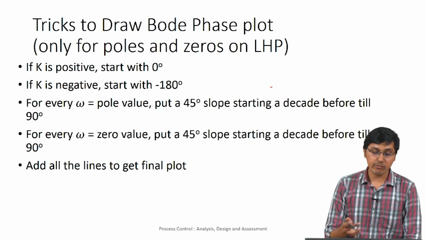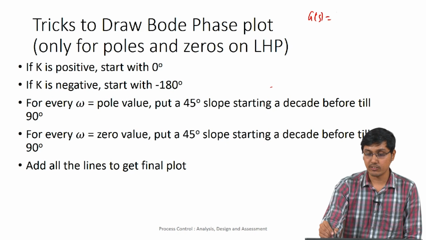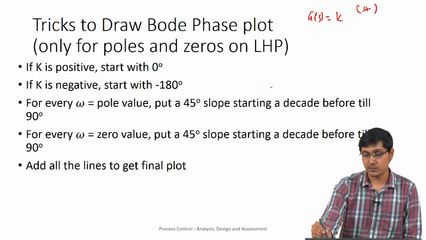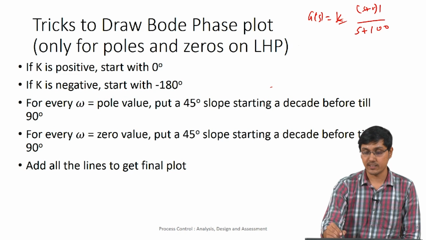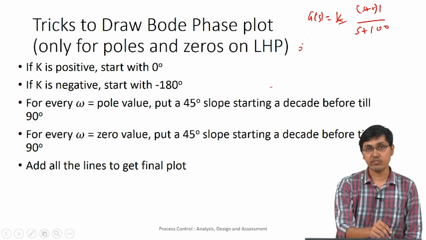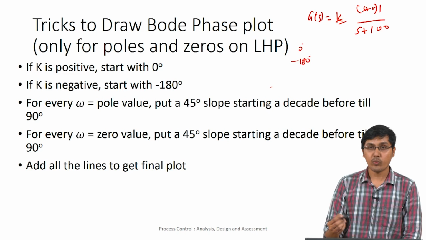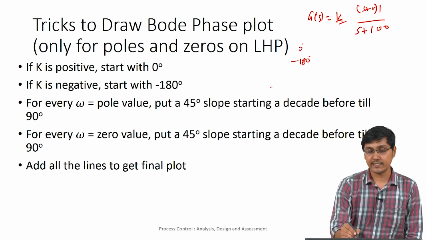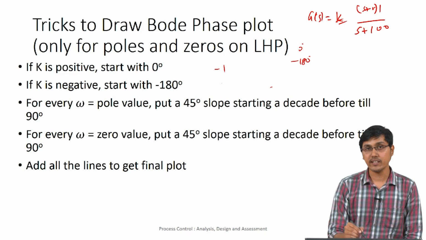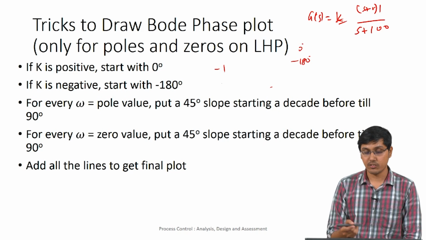Similarly, for the Bode phase plot, let us have a transfer function like g of s equal to k into some zeros and some poles. If k is positive, then it starts with 0 degrees, and if k is negative it starts with minus 180 degrees. Why minus 180 degrees? Because in the previous lecture you were asked to see what the phase of -1 is. Every minus sign contributes a minus 180 degree phase shift.